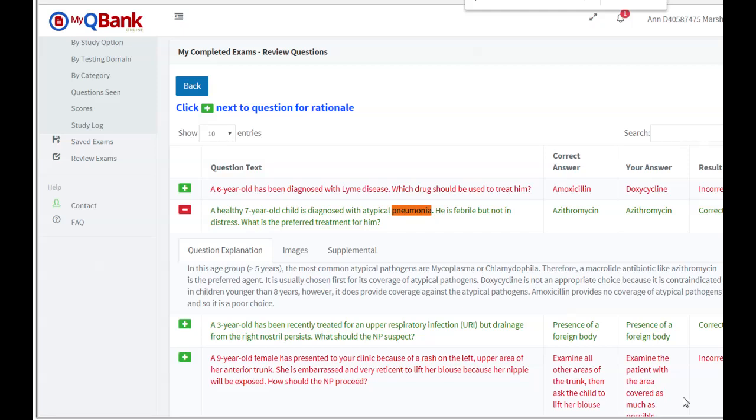Doxycycline is not an appropriate choice because it is contraindicated in children younger than 8. However, it does provide coverage against atypical pathogens. Amoxicillin provides no coverage of atypical pathogens, so it is not the right choice here.